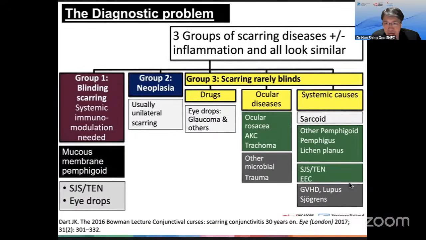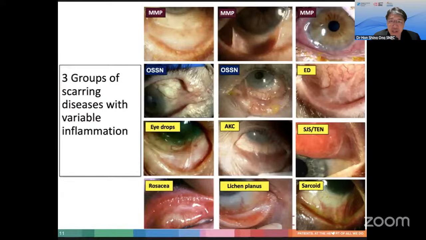Although there are some uncommon diseases associated with pseudopemphigoid that may require systemic immunosuppression, for example lichen planus and paraneoplastic pemphigus, most of those in group 3 do not really require systemic immunosuppression drug therapy. And in this group, the scarring is rarely thought to lead to visual loss, although uncontrolled inflammation can.